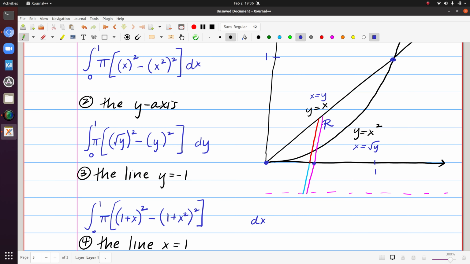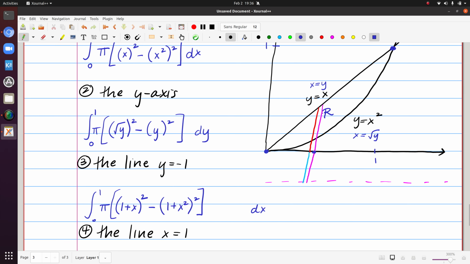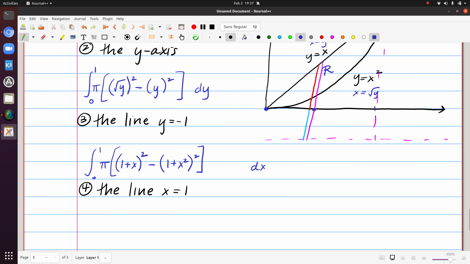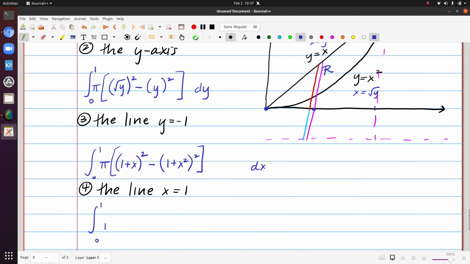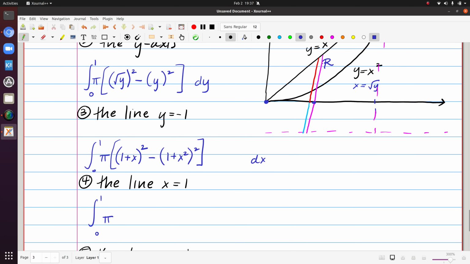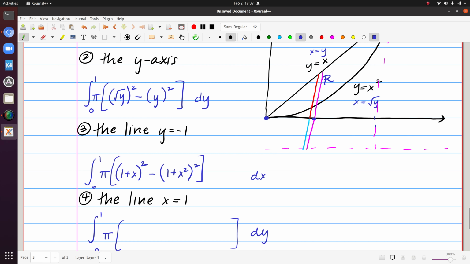If I instead look at the line x equals 1, so notice that in this case, here's x equals 1. That is a vertical axis of rotation. So we should immediately be thinking that we're going to integrate with respect to y. So I have my y bounds, we have pi. It's going to be a washer because there's a gap between that region and our axis of rotation. And like I said, we're integrating with respect to y. At this point, we've already done the work to rewrite our functions as functions of y, so we don't have to think about that.